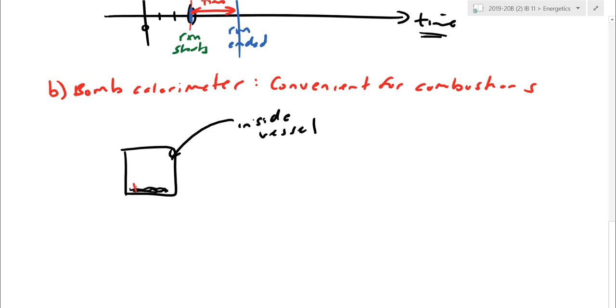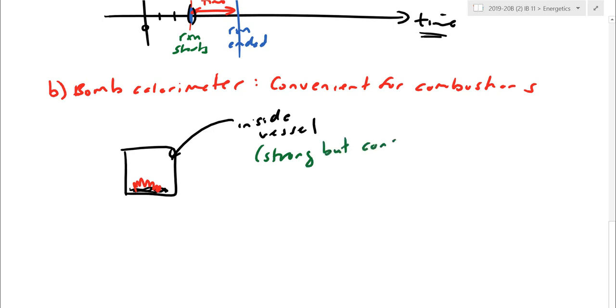I'm going to do the burning. I'm going to set it up in such a way that I can trigger the burn whenever I want. And in this case, the inside vessel is going to be something that's strong, so it can withstand the heat and withstand the fire itself. It's strong.